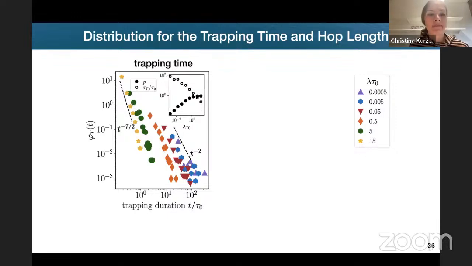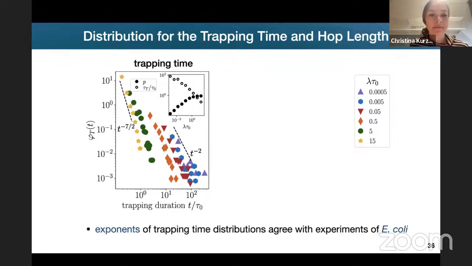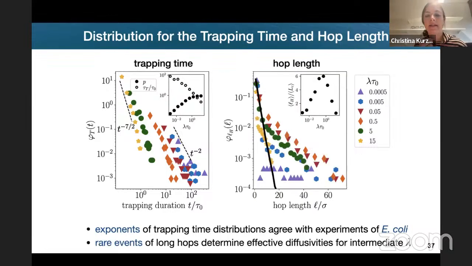The exponents of the trapping time distributions are in agreement with those of the experiment. The second quantity we can look at is the distribution of hop length: how far do the cells hop before they either get trapped or reverse? Also here we see a non-monotonic behavior of the average hop length, which peaks at an intermediate reversal rate.